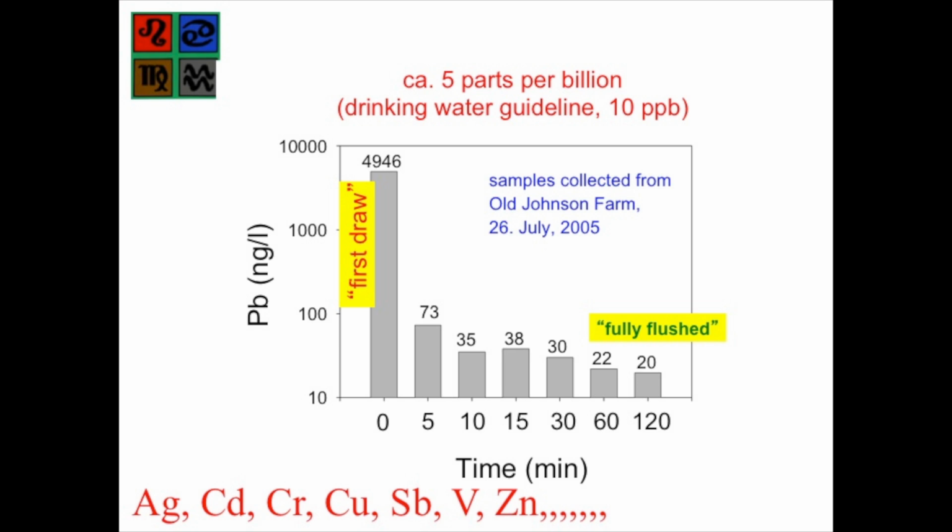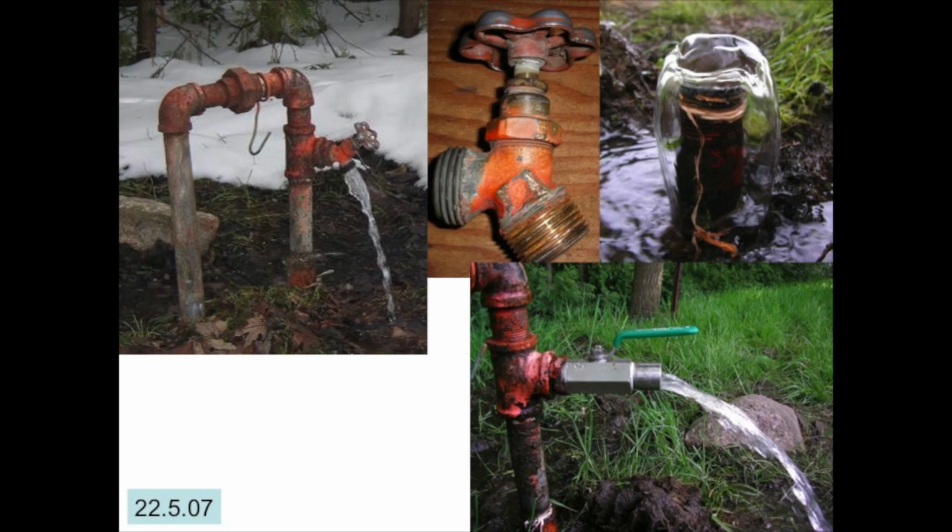We get the same picture for all of the trace metals that we're interested in. In other words, if we have a brass valve, there's no way we can measure trace metals reliably in this water. So in 2007, we removed the brass valve. Here's the flowing water from the well, and we put on a stainless steel valve.